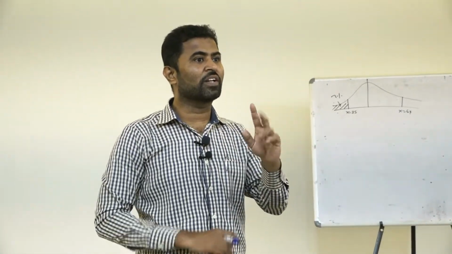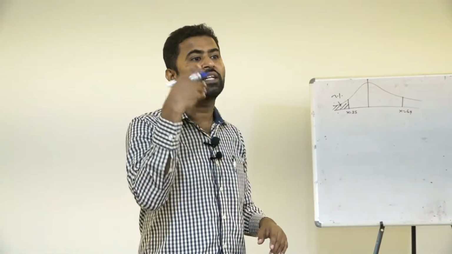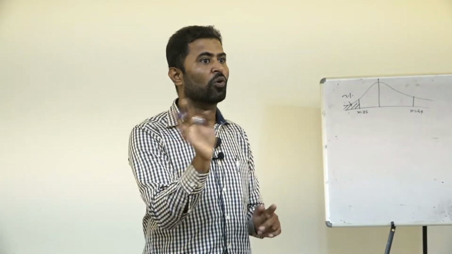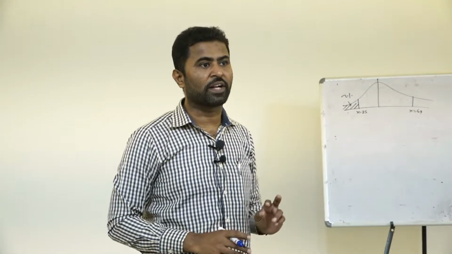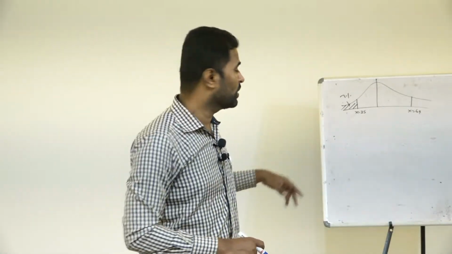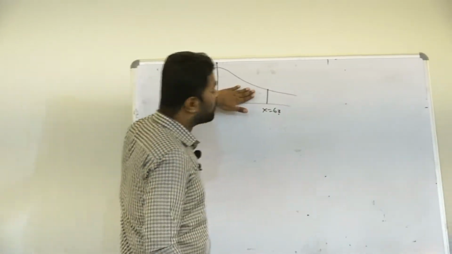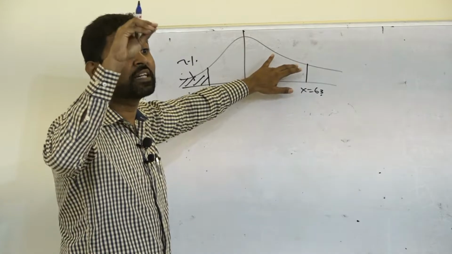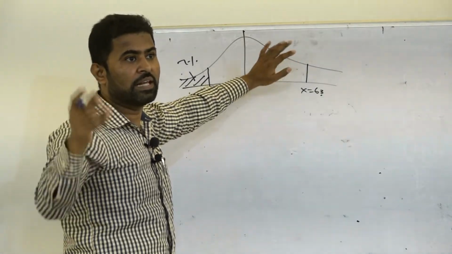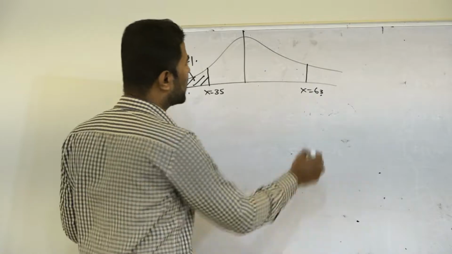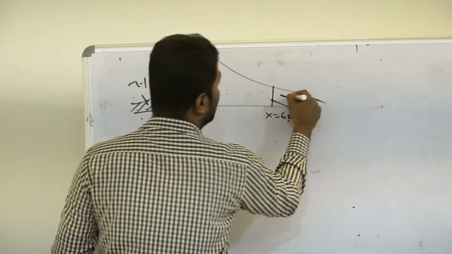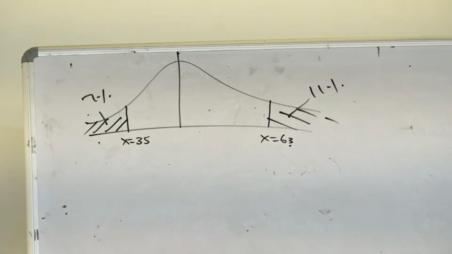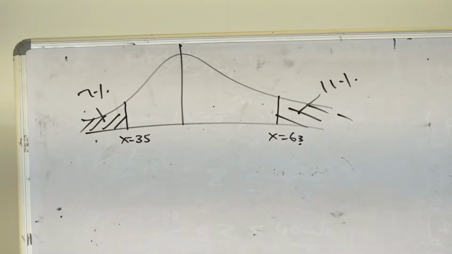Whenever two unders are given or two overs are given, you have to convert one in terms of the other. Under should become over or over should become under. Both should not be of the same category, otherwise you will get overlapping. So 89% are under 63, so I can write that 11% are over 63. I can shade this region instead of shading this. So this is 11%. 89% under 63 is the same as 11% over 63.